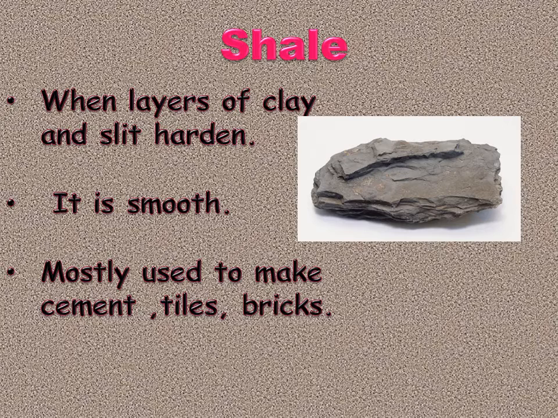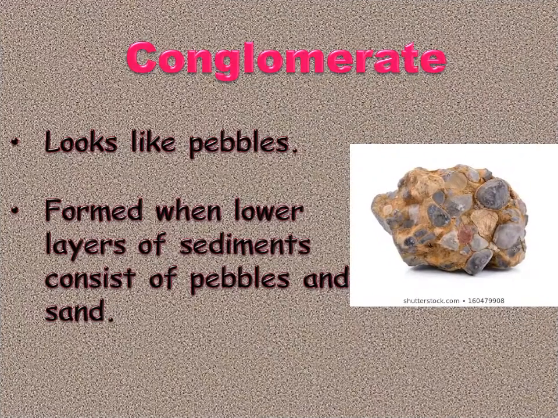Shale is usually formed when layers of clay and silt harden. It is smooth and mostly used to make cement, tiles and bricks. Conglomerate looks like pebbles cemented together with minerals. It is formed when lower layers of sediments consist of pebbles and sand.